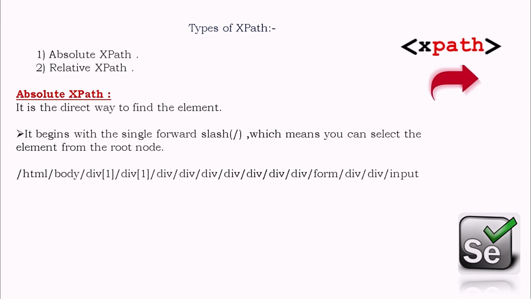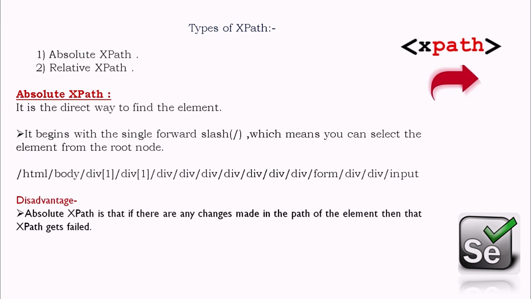So now let's understand the disadvantage of using the absolute XPath. If there are any changes made in the path of the element, then that XPath fails, which we have seen. This is the biggest disadvantage of using the absolute XPath. So how do we overcome this problem when writing the locator with XPath?